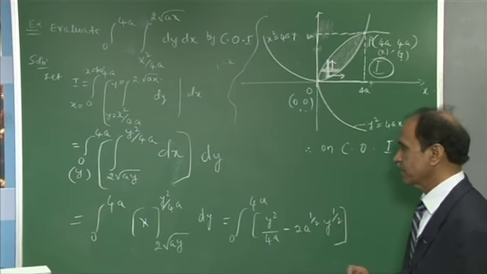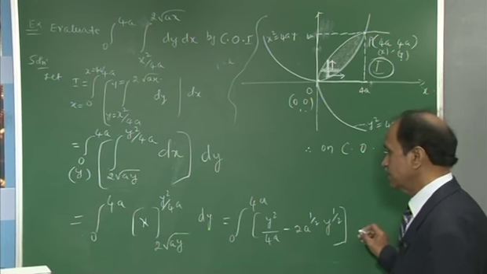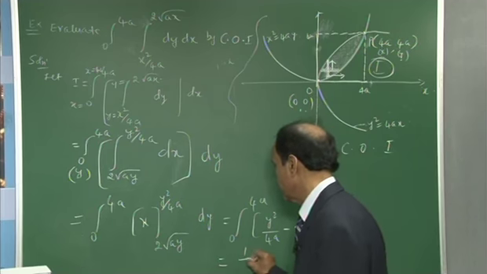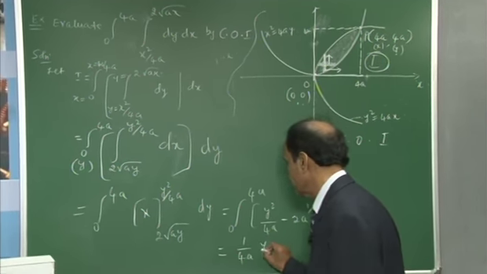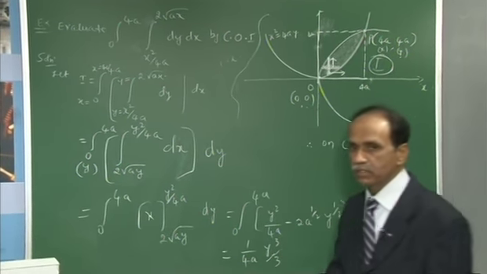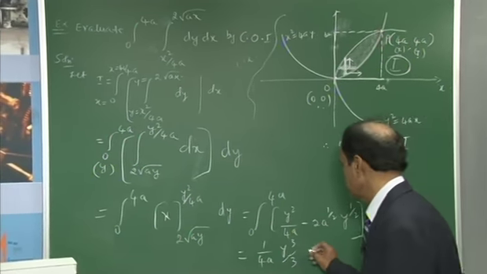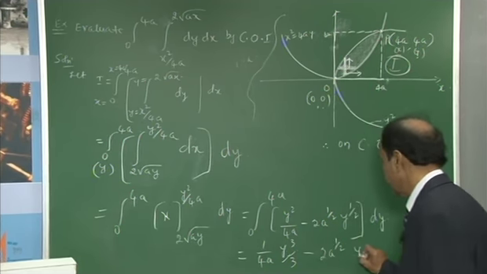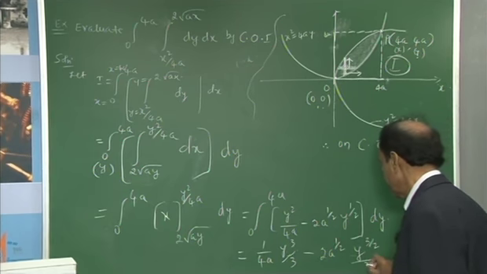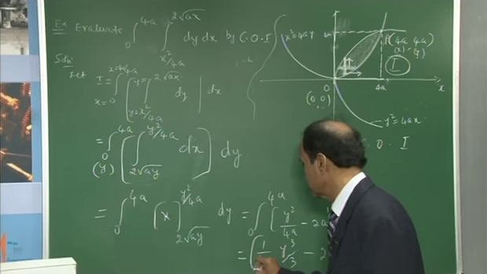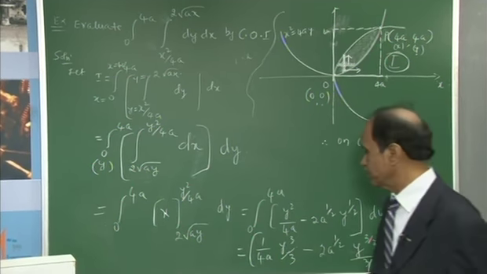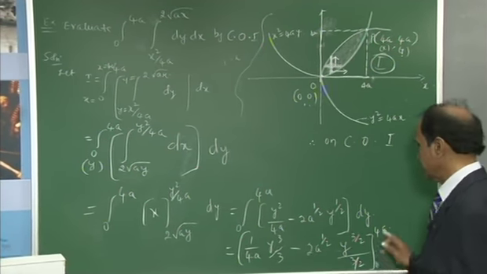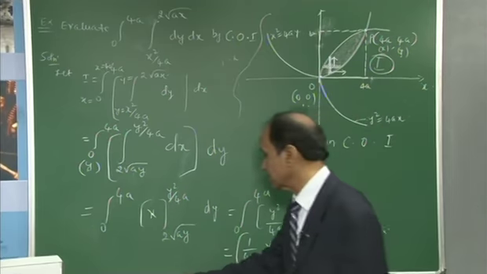This one if you take, it must be in terms of y. Now you can integrate. What is that? 1 by 4a, y square means y cube by 3, minus 2 a to the power half and y to the power 3 by 2 divided by 3 by 2. So, this must be running between 0 to 4a. Wherever y is there, you can substitute the limits and then collect the value.